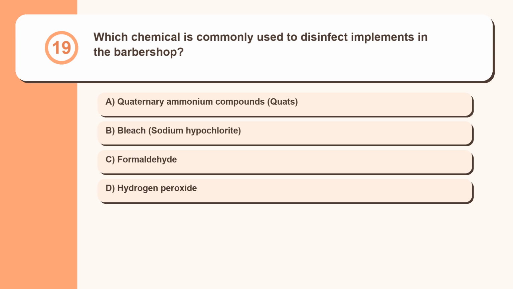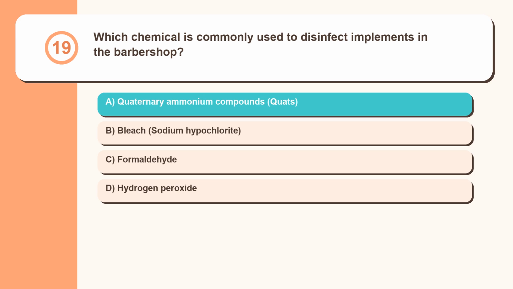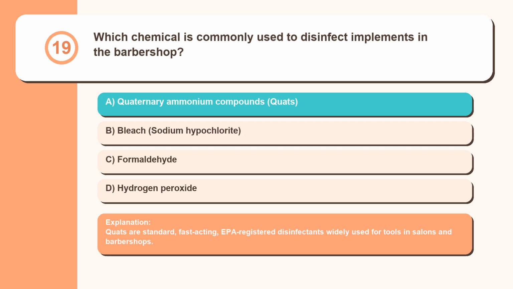Question 19. Which chemical is commonly used to disinfect implements in the barbershop? Quaternary ammonium compounds, quats, bleach, sodium hypochlorite, formaldehyde, hydrogen peroxide. Quats are standard, fast-acting, EPA-registered disinfectants widely used for tools in salons and barbershops.